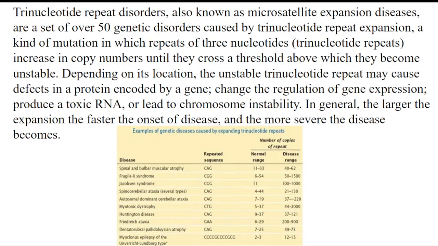Here you see the examples of trinucleotide repeat expansion. So you see in the first column the repeated sequence. You see in the second column the normal range of these repeated sequences, and in the third column you can see the disease range. So you see that the number of copies increases in a disease condition.